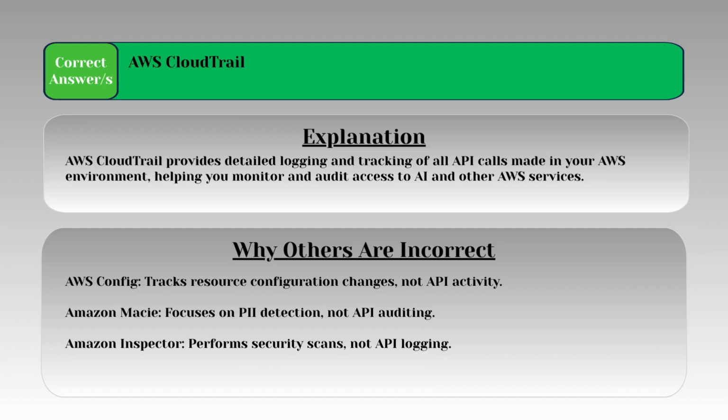Why others are incorrect: AWS Config tracks resource configuration changes, not API activity. Amazon Macie focuses on PII detection, not API auditing. Amazon Inspector performs security scans, not API logging.